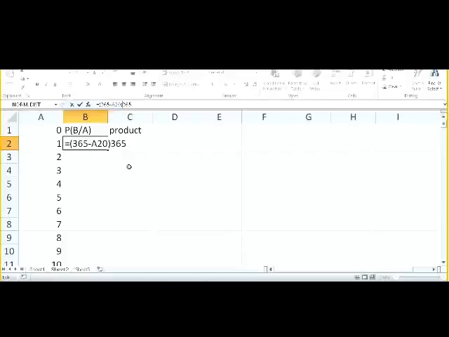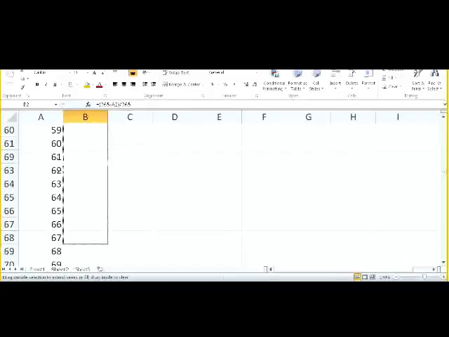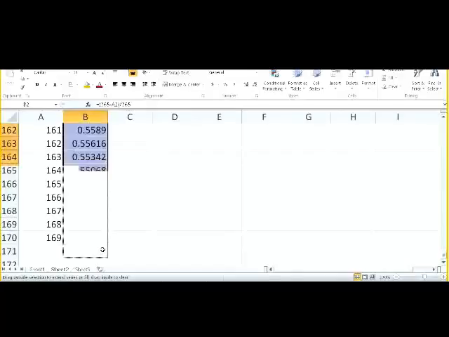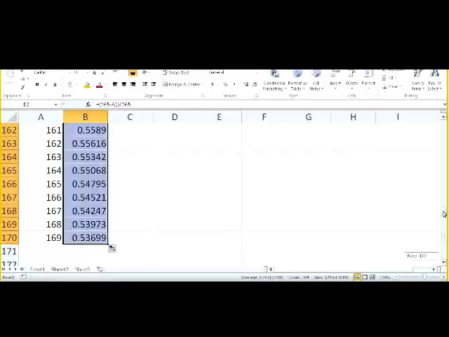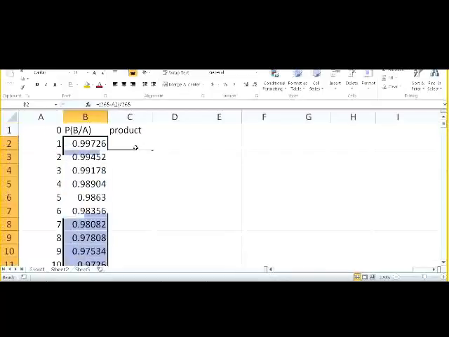And apparently I did something wrong here. Let's look at this. I divide by 365. That seems too big. Oh, it's A2. Yes, let's fix that. Okay, so that's the probability of two people that I pick in a row not having the same birthday. You can copy that formula down all the way to the bottom.